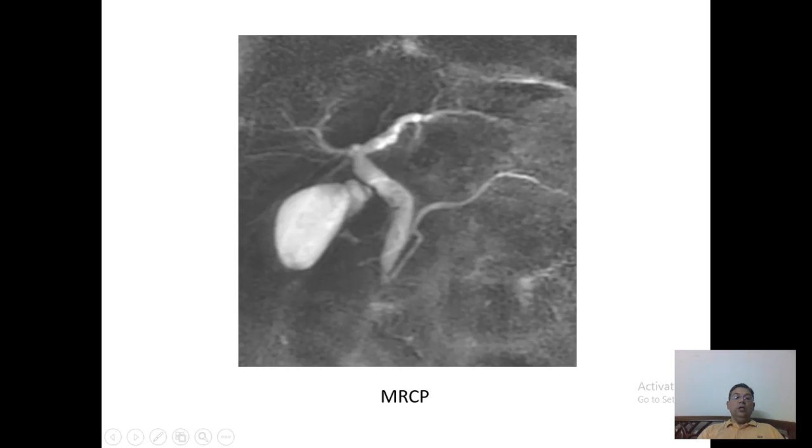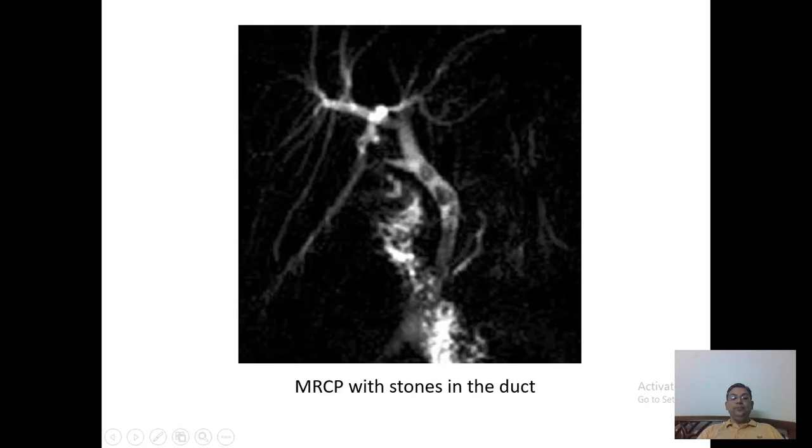As you can see, in this patient the gallbladder, CBD, and the pancreatic duct are visualized. CBD is slightly dilated, and there is the common junction of the CBD and pancreatic duct. This MRCP is showing multiple stones in the common bile duct.